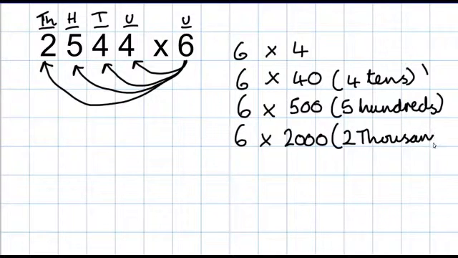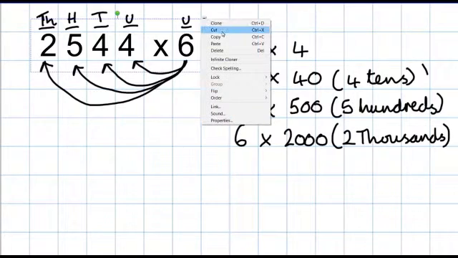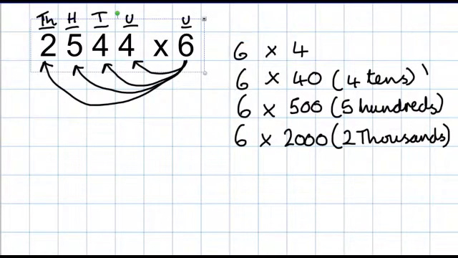So pretty much every method you use, or we use, uses this kind of structure where you're multiplying one part of the number by every part of the other number. The way they go about that is slightly different in each case. So one way that we are using this is with our standard written method, which I'm just going to copy so we can get it onto a new slide.